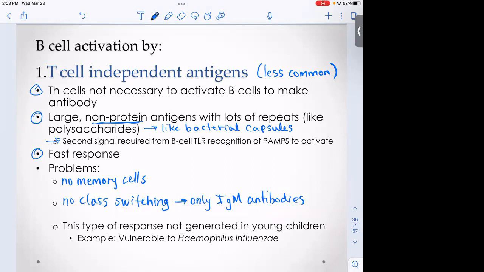And no memory. And the other big problem is for a certain population of people, we don't get a very good response. We don't get much of any antibody made in young children. So how young? Say less than about 4 years old. I've read different ages there, but we'll say about 4. So why do little kids not have a very good response? Probably their B cells are just immature.